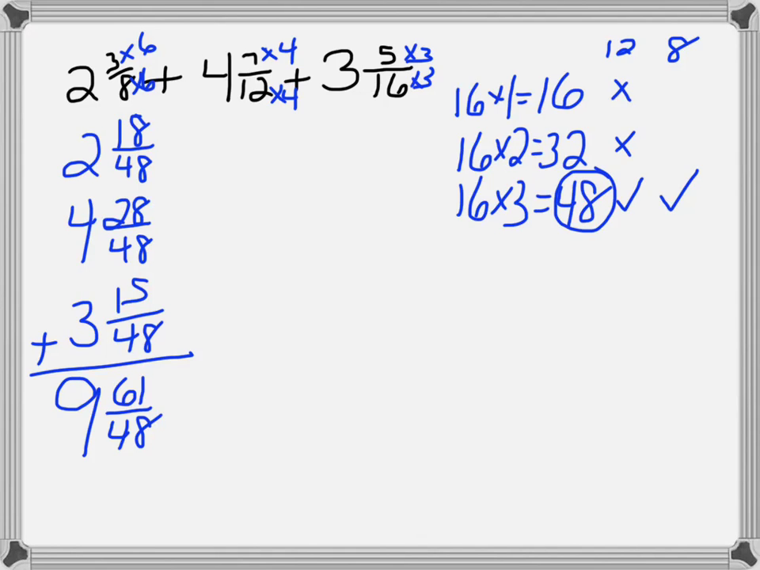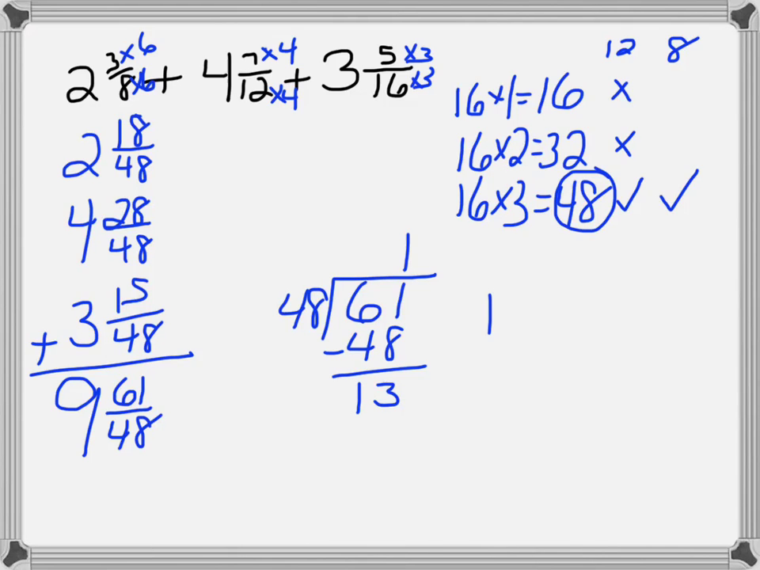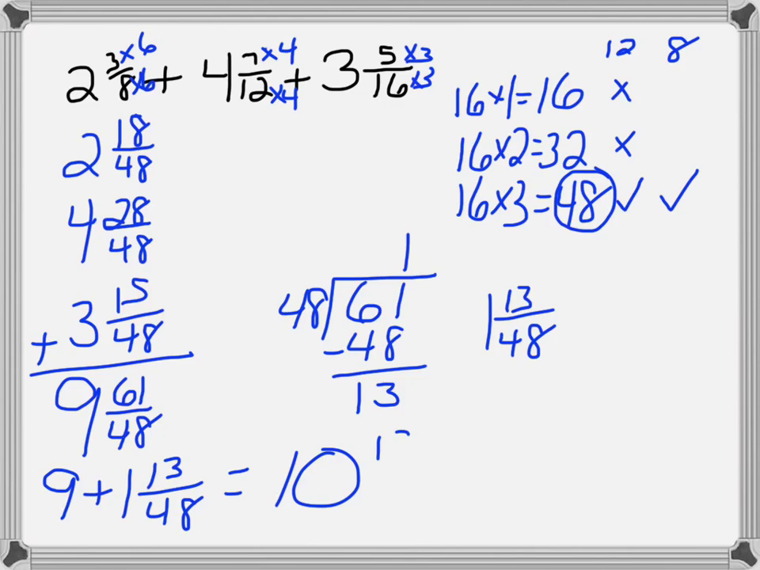Again, we have an improper fraction. 61 divided by 48. 48 goes into 61 once. Subtract, remainder of 13. So 1 and 13 over 48 is the same as 61 over 48. 9 plus 1 and 13 over 48 gives us our final answer of 10 and 13 over 48.